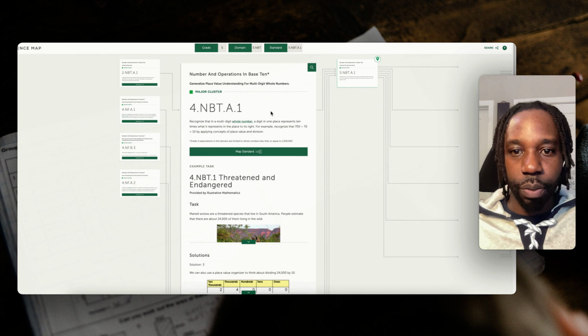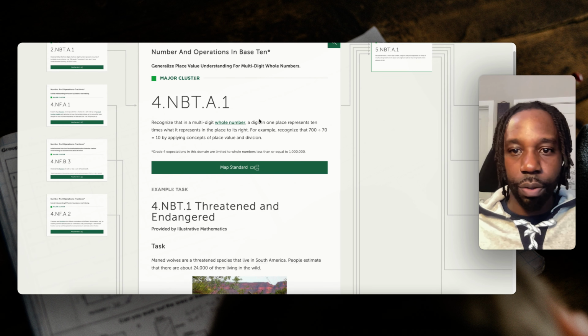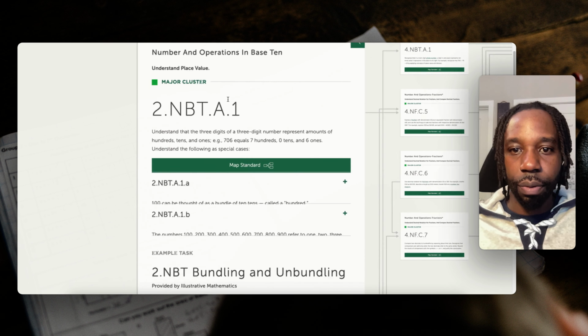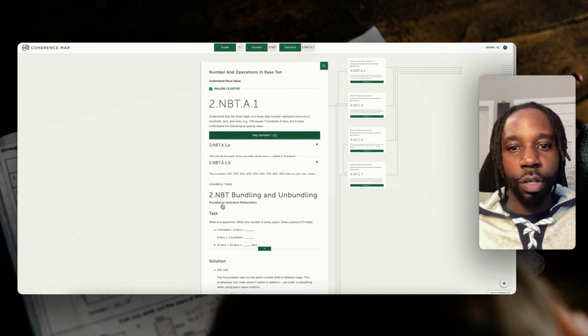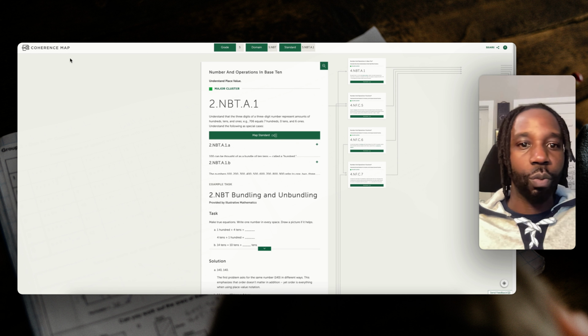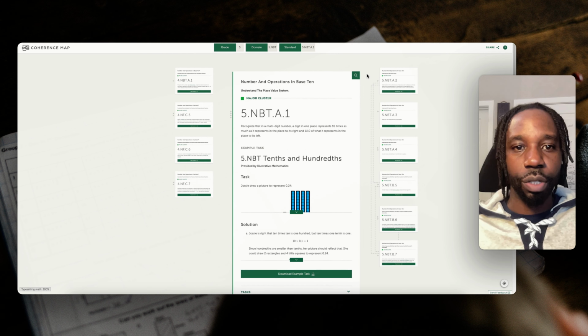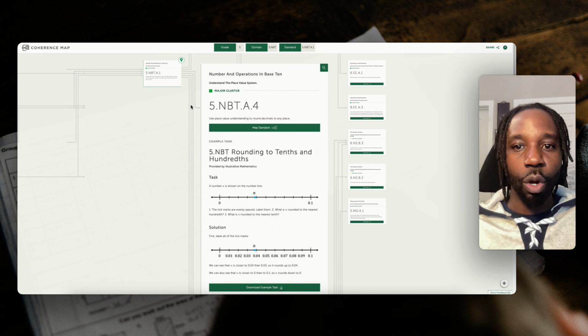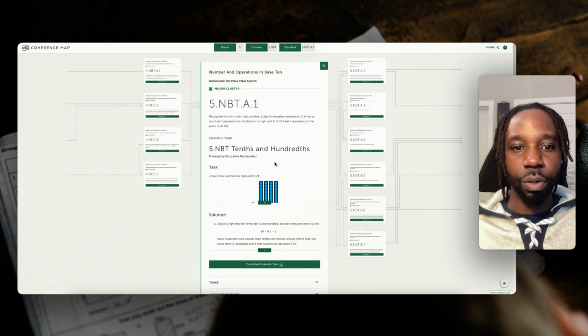But to even be successful with this fourth grade standard, they're going to need to see some success here with the second grade one. So it gives you a great idea of what foundational skills kids need to be successful with what you're teaching them. It also shows you why they're going to need them in the future for the next grade level.